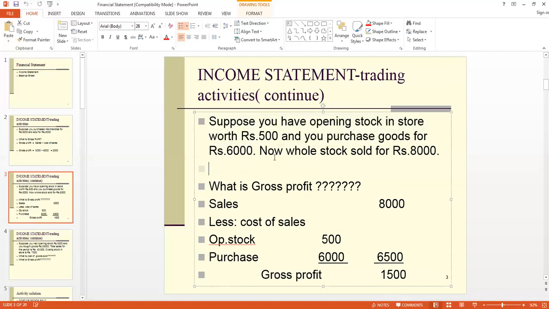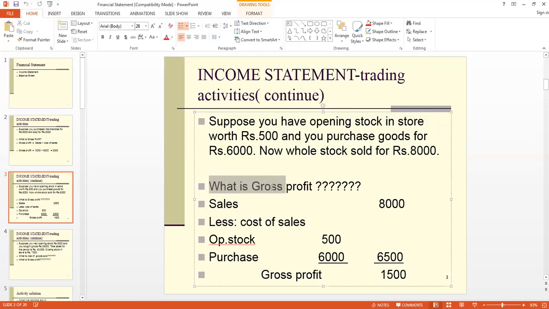Now if you look at this information, you are selling the whole stock for 8,000. Whole stock means whatever you had, you already sold it. So student, if I simply mark and highlight it and ask you whether you are getting profit or loss, again reminding you that if you're working on these concepts, keep your business mind first and then come to the accounting concepts. So you can say that I already have 500 stock, 6,000 I further bought. So I have a total stock of 6,500 and am selling it for 8,000.